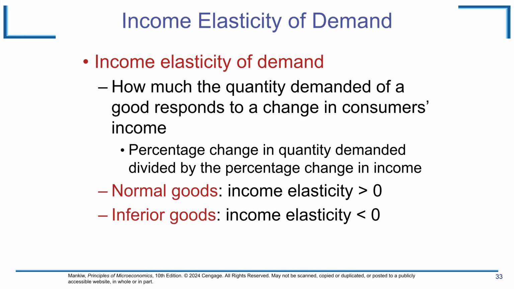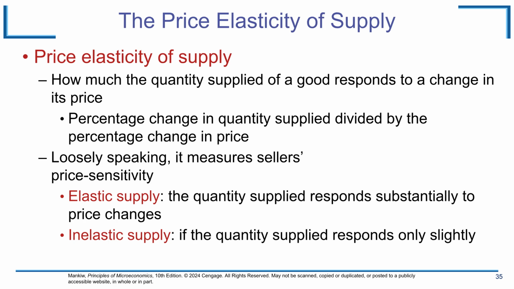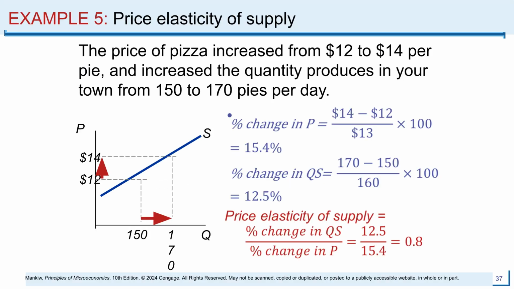Moving on to income elasticity of demand. This measures how the quantity demanded of a good responds to changes in consumer income. Normal goods have a positive income elasticity, whereas inferior goods have a negative one. Cross-price elasticity of demand measures how the quantity demanded of one good responds to a price change in another. Positive values indicate substitutes, while negative values indicate complements. Now we turn to the price elasticity of supply, which measures how the quantity supplied of a good responds to a change in its price, indicating the price sensitivity of sellers. To calculate it, we again use the midpoint method to determine the percentage changes in quantity supplied and price. Let's walk through an example.